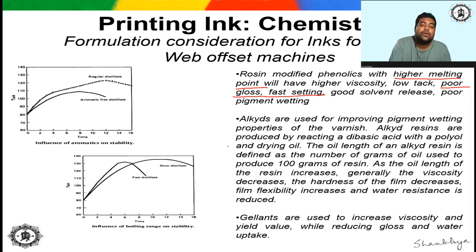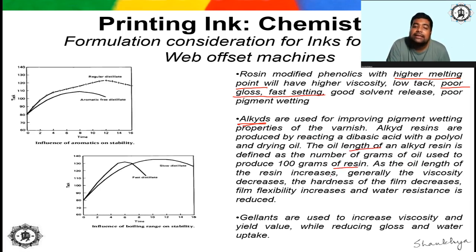Now let us talk about the subject of alkyd. So you know what alkyds are. What is the purpose? The purpose is improving the pigment wetting property of the varnish. Alkyd resins are produced by reacting a dibasic acid with a polyol and a drying oil. This you have already seen in the resin component. Here you see, the oil length of an alkyd resin is defined as the number of grams of oil required to produce 100 grams of resin.